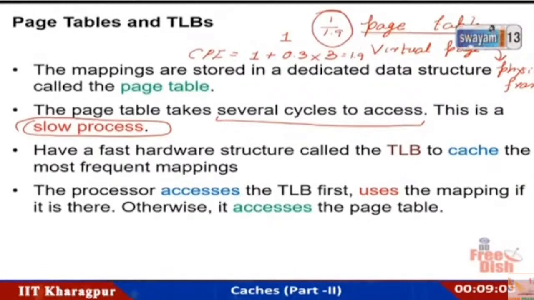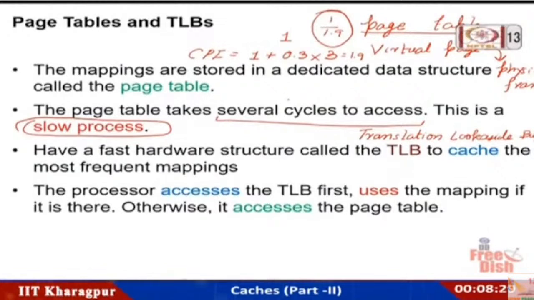So what we do is use the same logic as the cache. We create a small cache for the mappings. The cache for the mappings is known as the TLB. I should have expanded it. It's called the translation lookaside buffer. It is basically a cache for the most frequent mappings. Because of temporal locality, our TLB is extremely effective. The TLB hit rates are very high, on the order of 99.5%. So we have an extremely fast hardware structure called the TLB to cache the most frequent mappings.